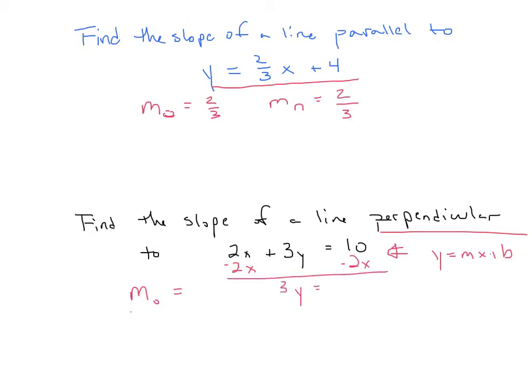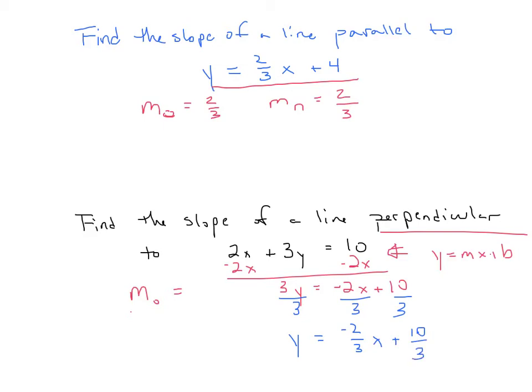3y is equal to negative 2x plus 10. We're going to put that x first just so we can keep the slope-intercept form. Then secondly, we need to get rid of that 3. Divide everything by 3. So y is equal to negative 2/3 x plus 10/3.